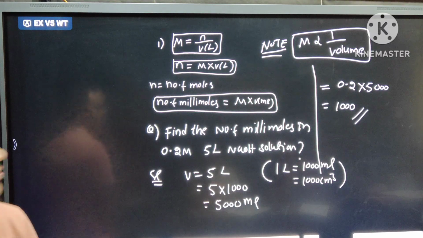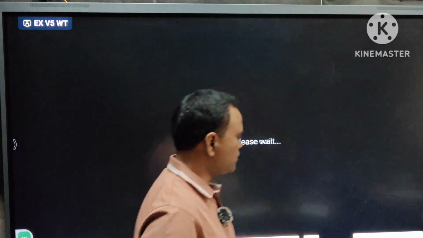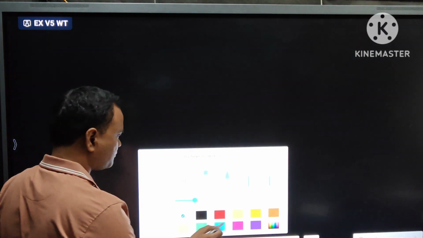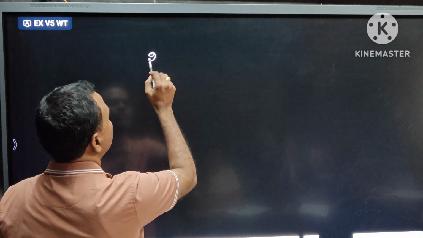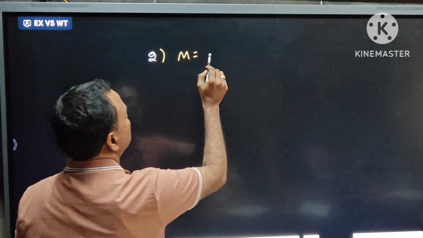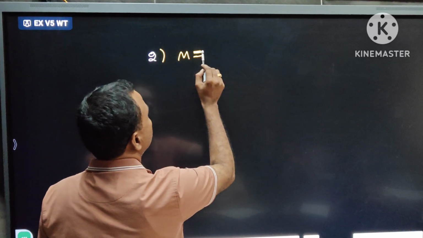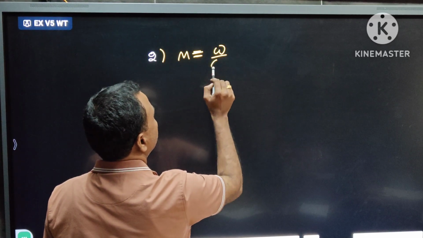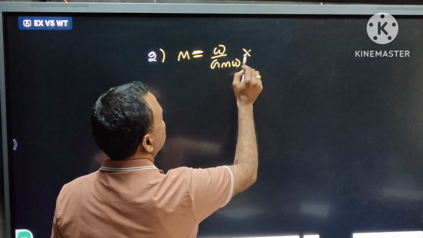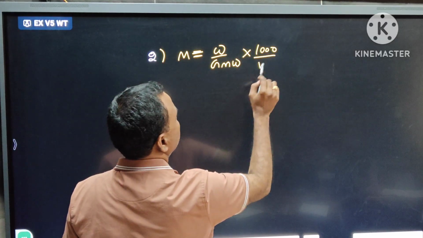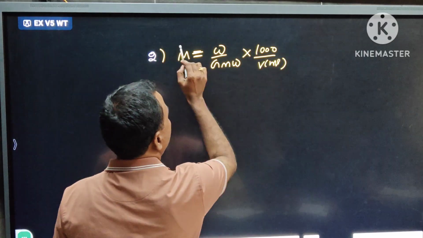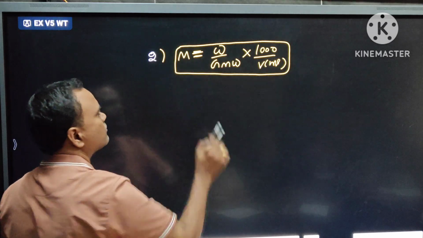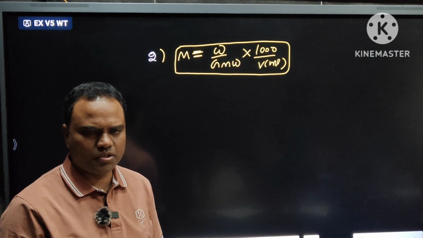Okay, right. Let us see other formulas. Second formula: molarity is equal to, in place of number of moles, what can we write? Number of moles is equal to weight by gram molecular weight. So molarity is weight by gram molecular weight into 1000 by volume in ml. This is the second formula. Learn the formulas by heart by next week.